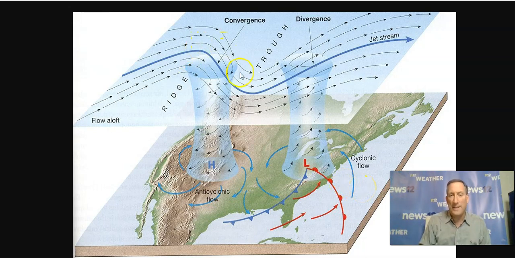So this is how we get these little ripples, what we call ridges and troughs in the atmosphere. Troughs are associated with lower pressure and bad weather, ridges associated with higher pressure and good weather. So take a look at this. Where you have converging air at the surface, you have rising air. Rising air leads to clouds and precipitation.